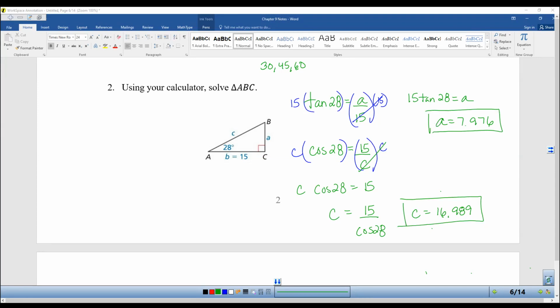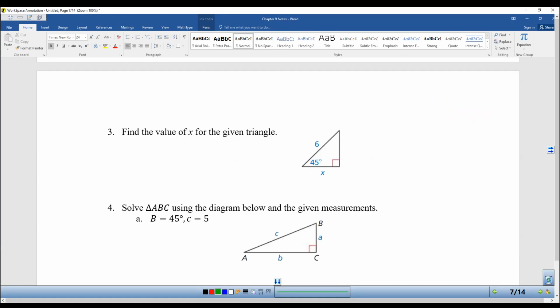Now, as you move on to the next page, there's literally not a single new thing on either 3 or 4, and 4 has 4 parts to it that you can try. So I highly encourage you to do those on your own, but of course I am going to do them for you. So I look at this problem and I see that I need x.